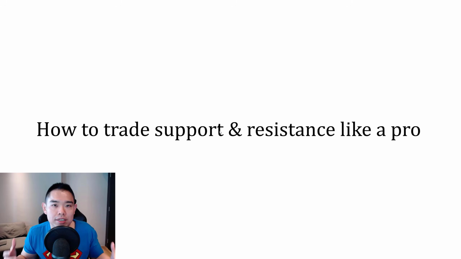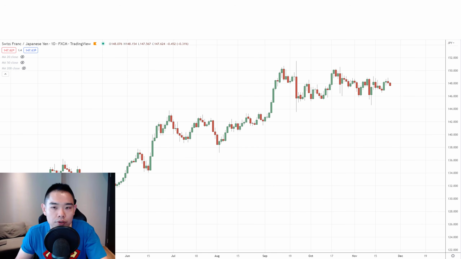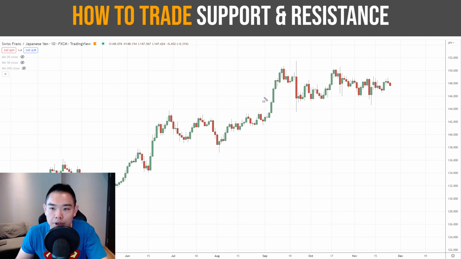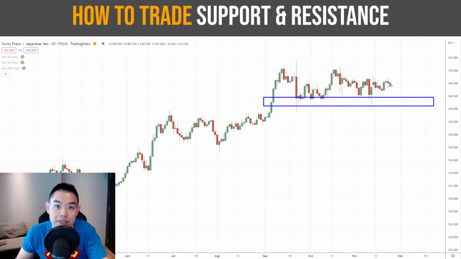So now, next question is this. How do you trade support and resistance like a pro? So now you know how to draw support and resistance, right? How do you actually trade it like a pro? So here's an example. If you look at this chart, you can see that this is an area of support, right? And traders might be tempted to let the price come into support and then just buy over here.